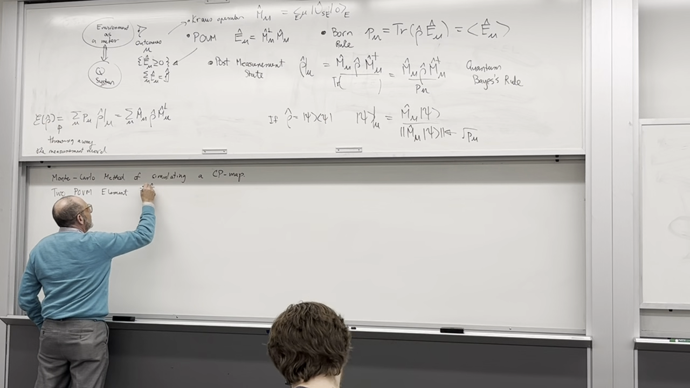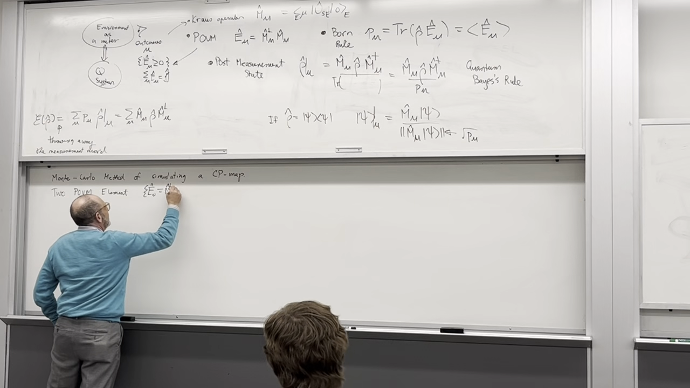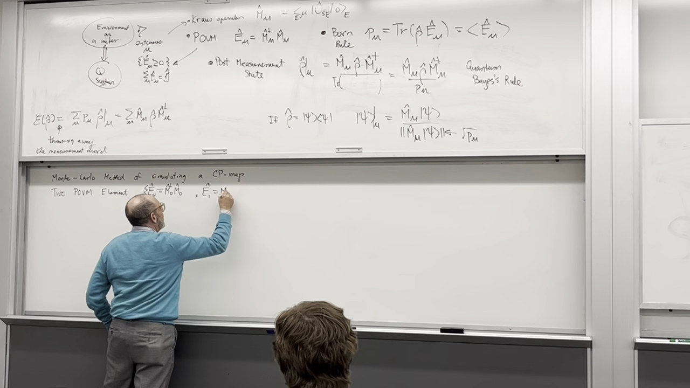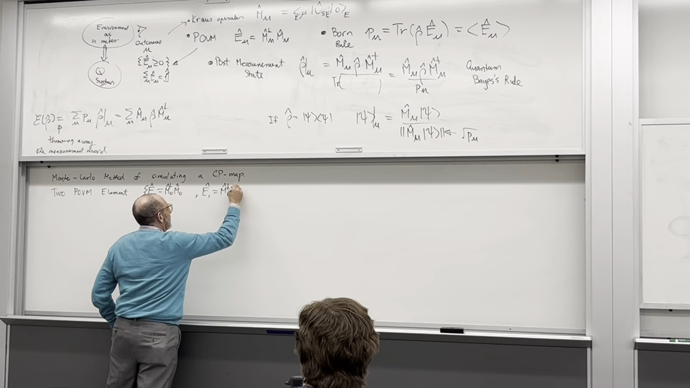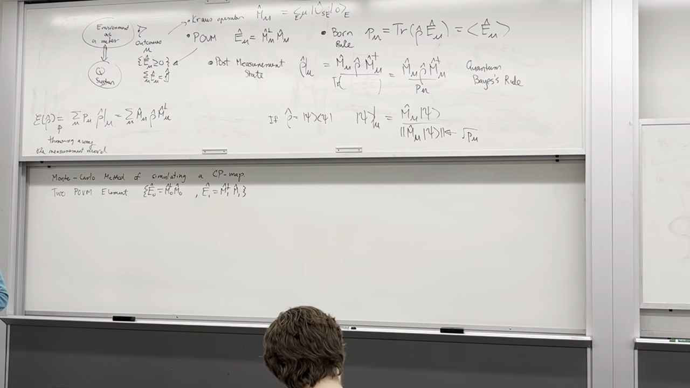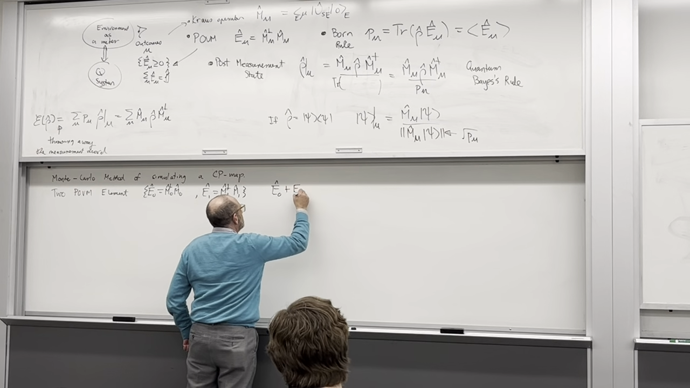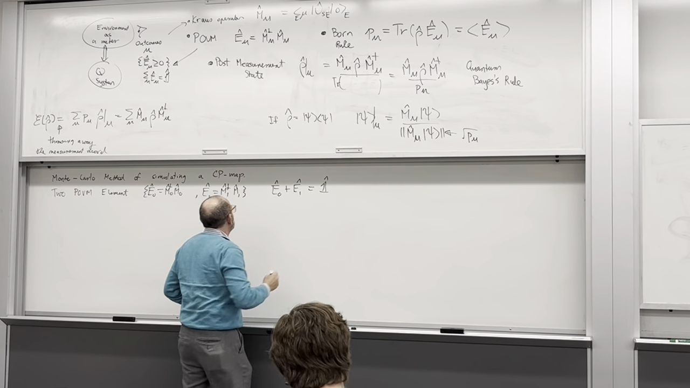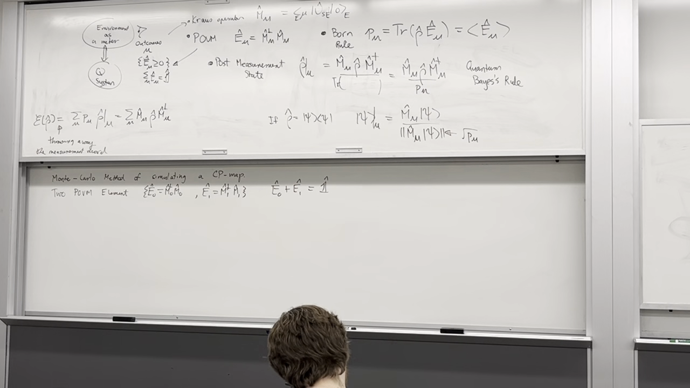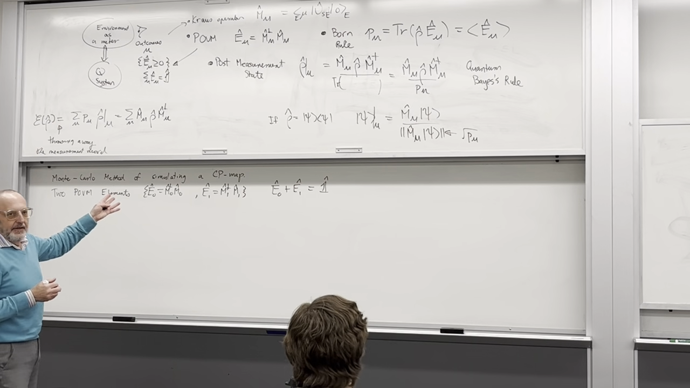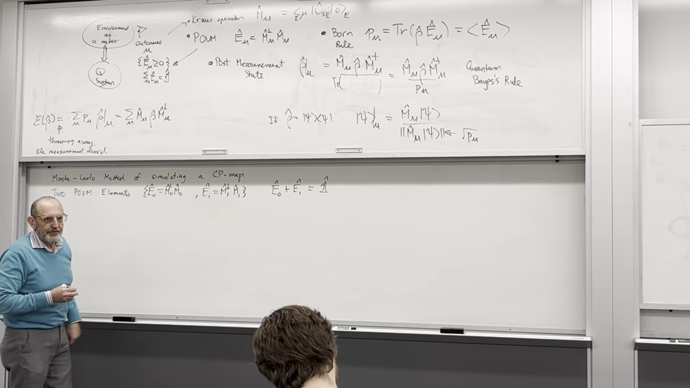E0, which is M0 dagger M0, and E1. Okay, so I have two Krauss operators and two POVM elements, and they sum to the identity. Both are positive operators, they sum to the identity, they are therefore a POVM, okay? And I want to simulate the action of the map that's described by these two Krauss operators, right?